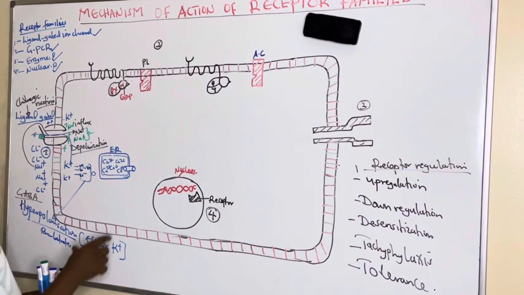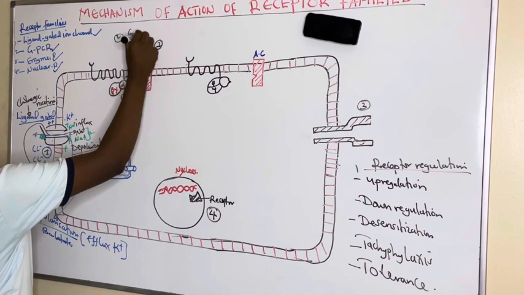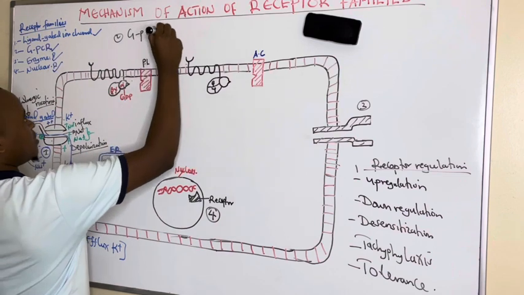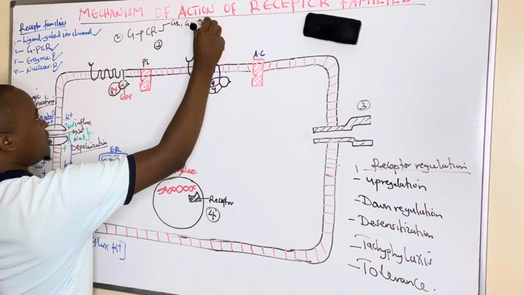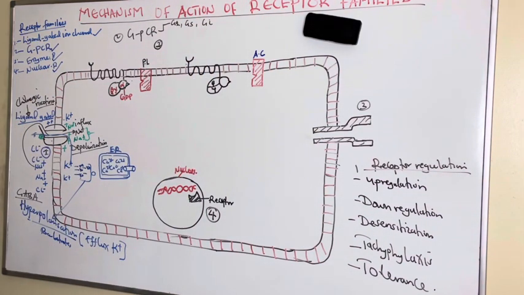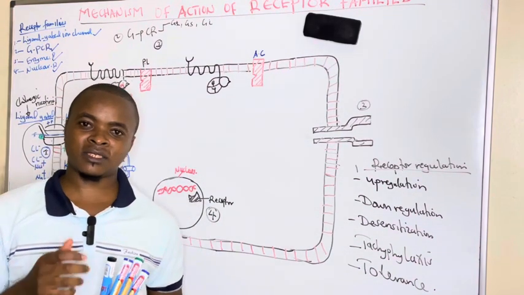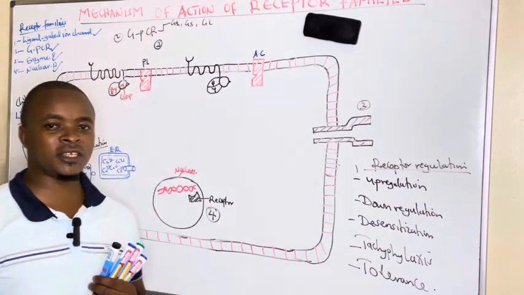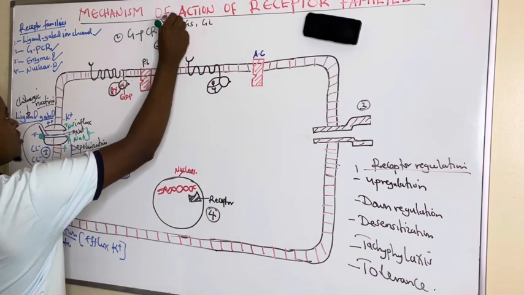The second one we can discuss in this video is G protein coupled receptors, GPCR. These are divided into three types: Gq, G stimulatory (Gs), and G inhibitory (Gi). Others act via Gq, others act via Gs, and others work via Gi. To begin with, we are going to look at the mechanism of action of Gq.